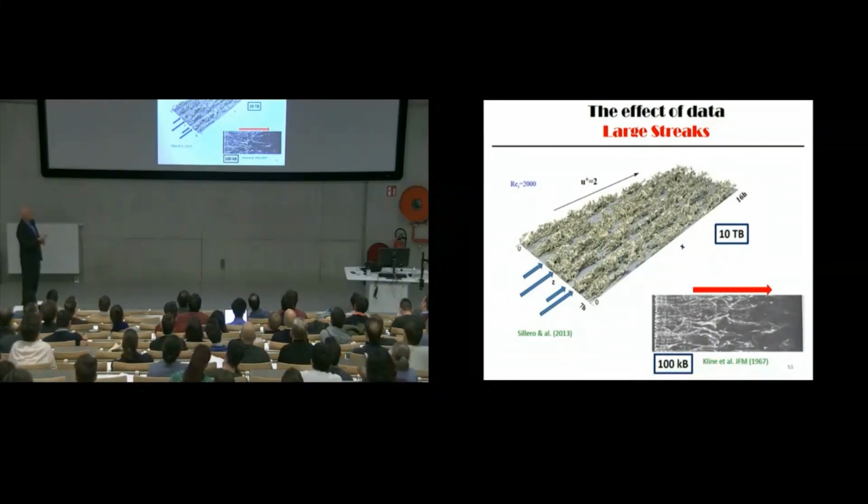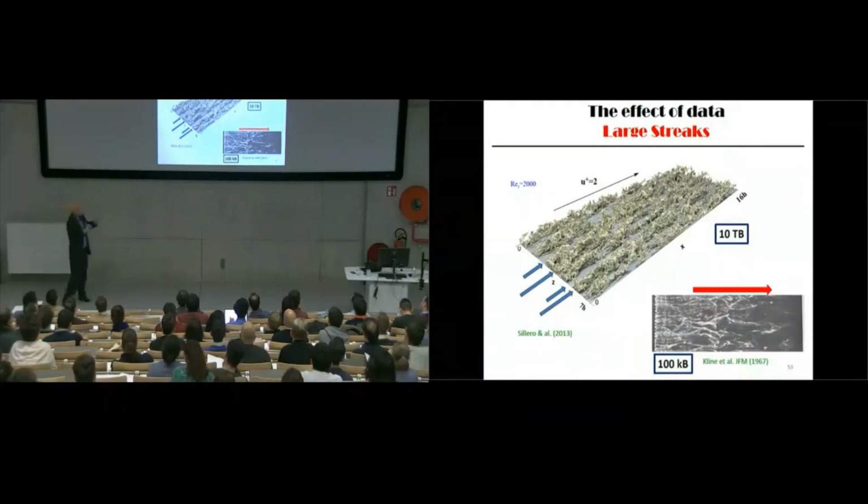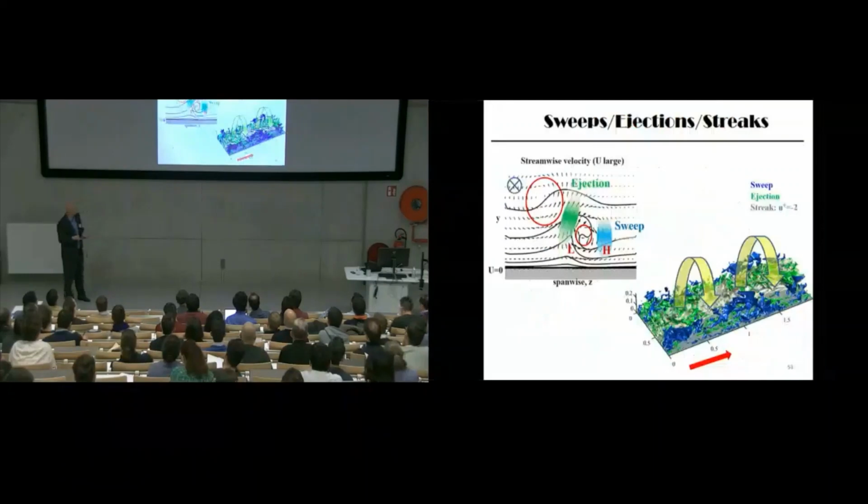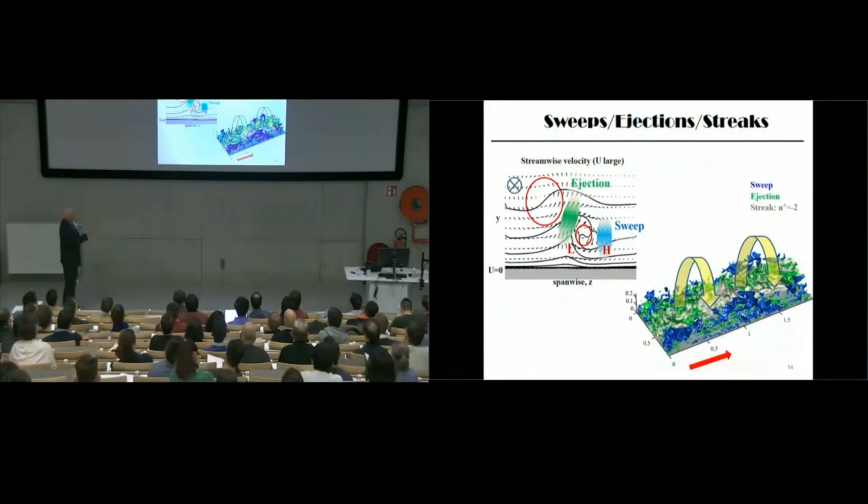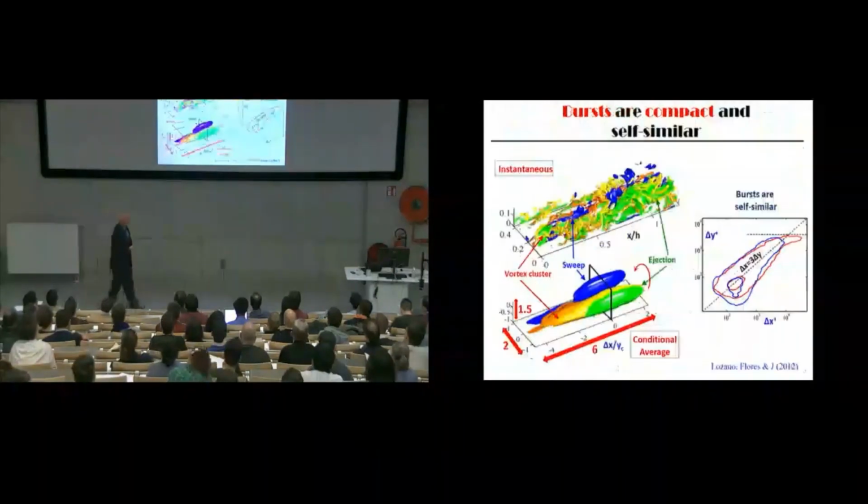the streaks have also changed. They changed from something like this, that was what happened in the 1970s, to something like this, which is what happens now. I mean, they are still long, but they are now much bigger, and we see what they do. And they're connected. We have the ejection to one side, the sweep to the other. When the flow is coming up, you get a low velocity streak. When the flow is coming down, you have a high velocity streak, and so on.